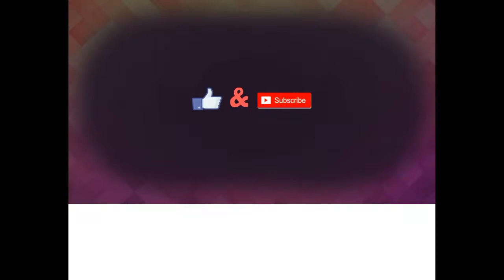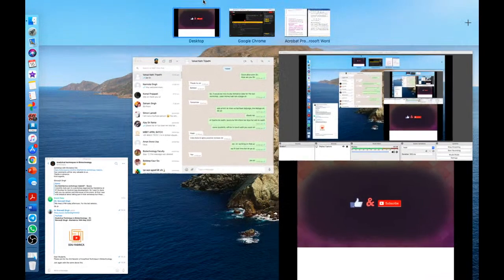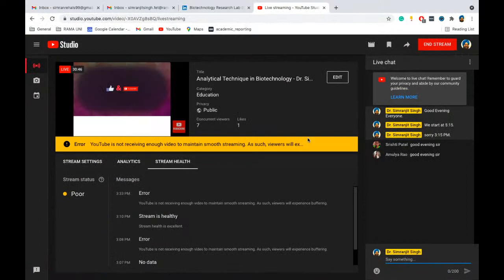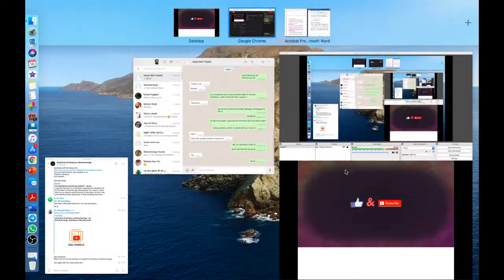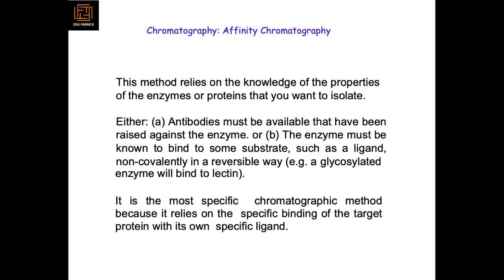So that was about ion exchange chromatography. Now I will take you to the next part, that is affinity chromatography. Mainly, it's based on the antibody.